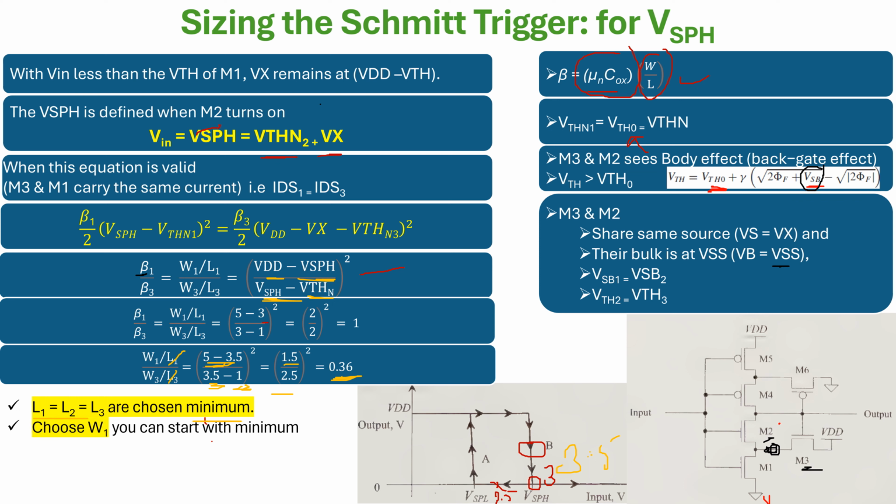Now I have to pick this W1. So how do you start? We have to start somewhere. Maybe you can start with the minimum. The way we do it is start with the inverter, start with the minimum W. Maybe you can adjust later.